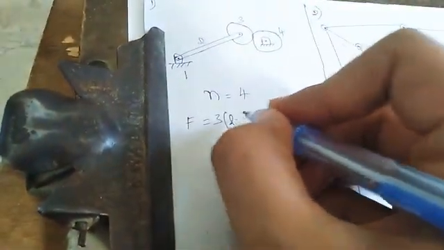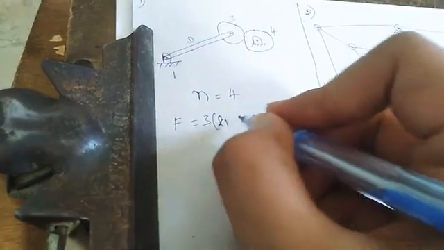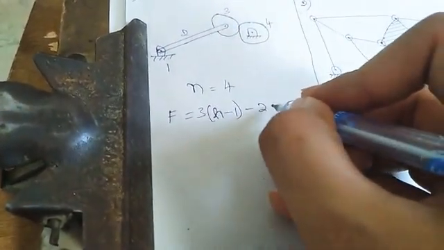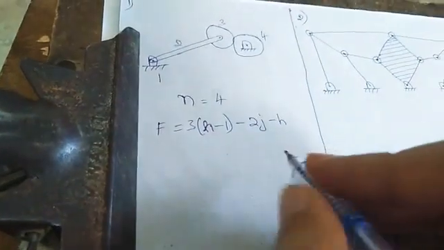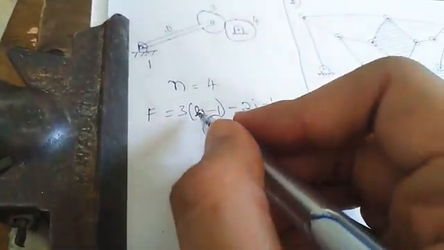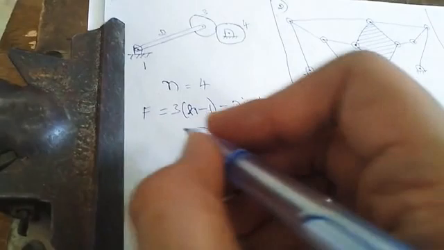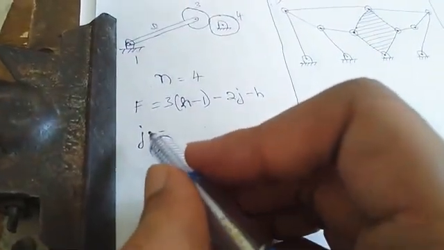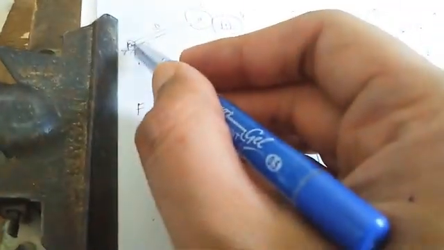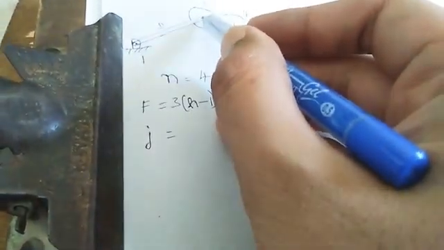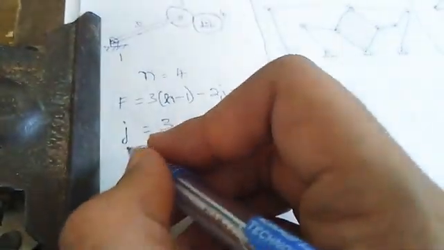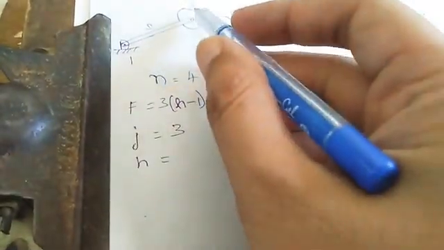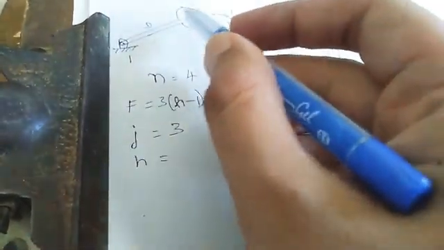We shall write the formula now. The formula is F equal to 3 into n minus 1 minus 2j minus h. Now we shall find the joints. j is the number of joints having 1 degree of freedom. So here there is 1, here 2 and here 3. So j is 3, and h, here the link 3 and link 4, they are sliding and rolling.